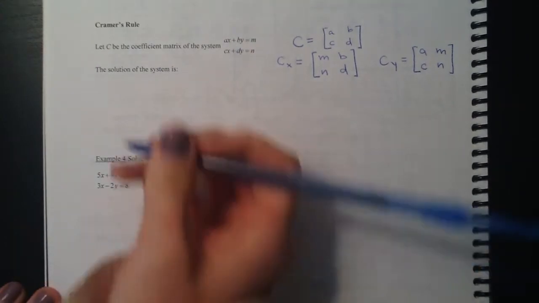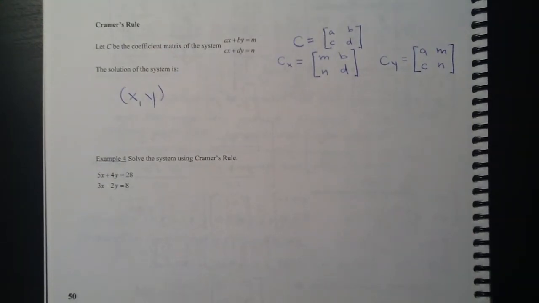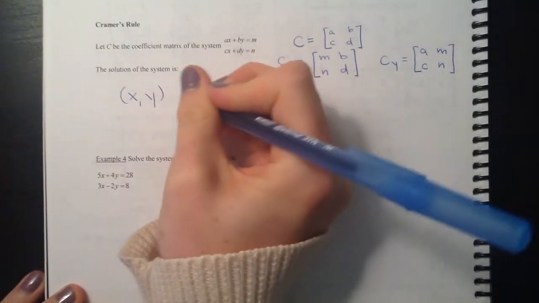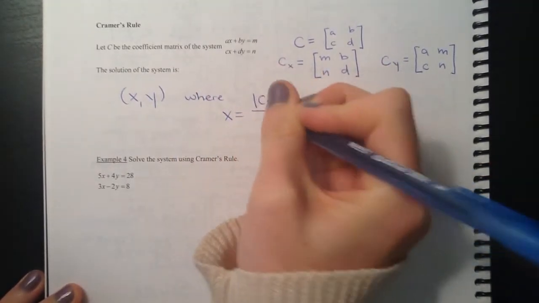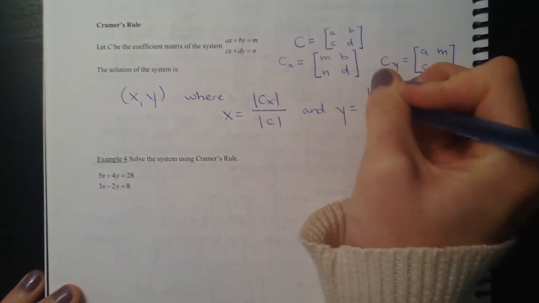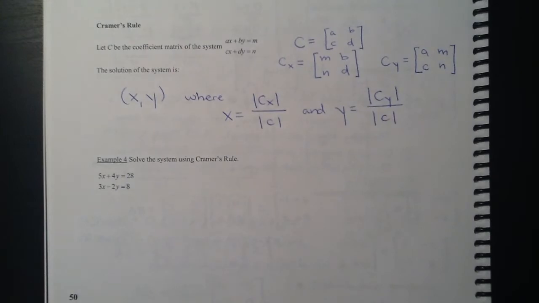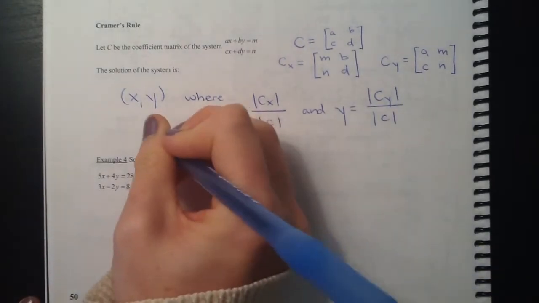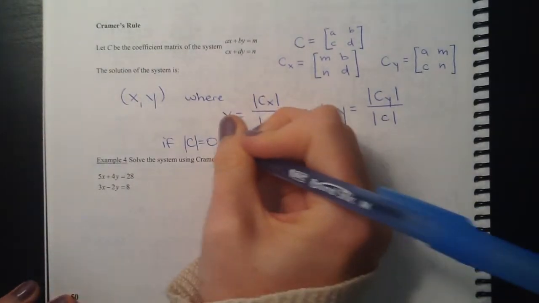So the solution of the system. Remember, the solution that you're looking for is an X comma Y, and that's going to be the one ordered pair that both lines have, which means it's the ordered pair where they intersect each other. So the X is the determinant of C sub X divided by the determinant of C, and the Y coordinate is the determinant of C sub Y divided by the determinant of C. All right, we're going to practice lots of these determinants by hand. And if the determinant of C comes out to equal 0, then there is no unique solution.